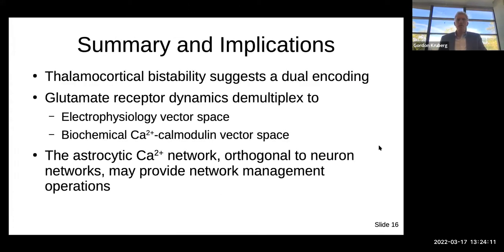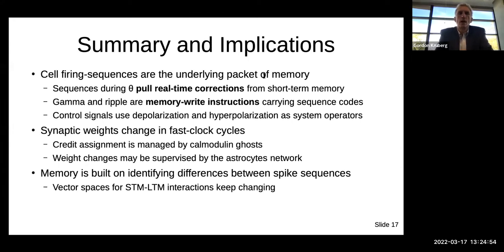So let me cover summary and implications here, and thank you for listening in. First off, my contention was that thalamocortical bistability suggests a dual encoding scheme. Second, glutamate receptor dynamics demultiplex that signal into an electrophysiological space and a biochemical calmodulin vector space. And third, the astrocytes create a network of calcium communication, which is orthogonal to neural networks and also communicates many signals that are critical to network management. Cell firing sequences are the underlying packet of memory.